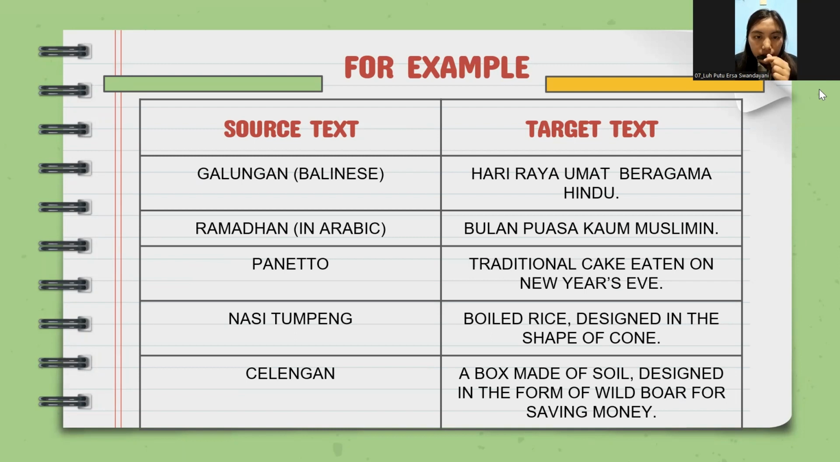Number three, in the source text is "Panito", in the target text is "traditional cake eaten on New Year's Eve." Number four, in the source text "nasi tumpeng", in the target text is "boiled rice designed in the shape of cone." And the last one is "celengan", in the target text is "a box made of soil designed in the form of wild boar for saving money." Next slide, please.